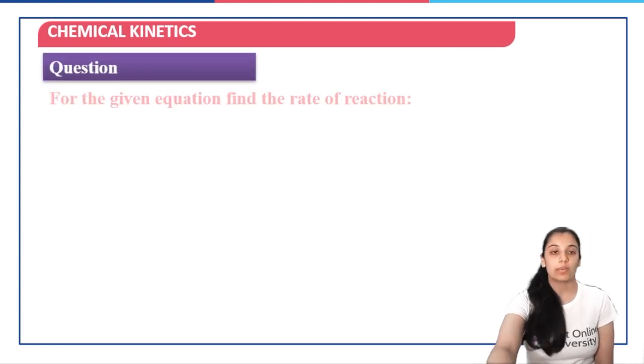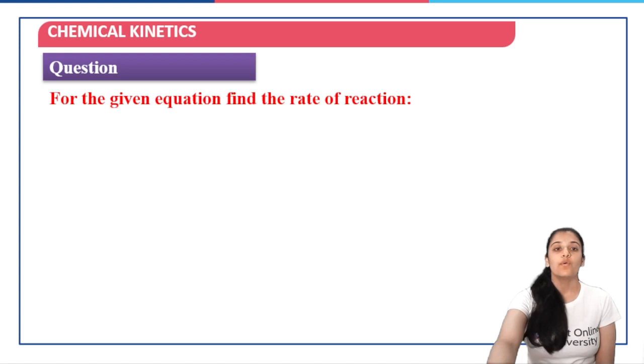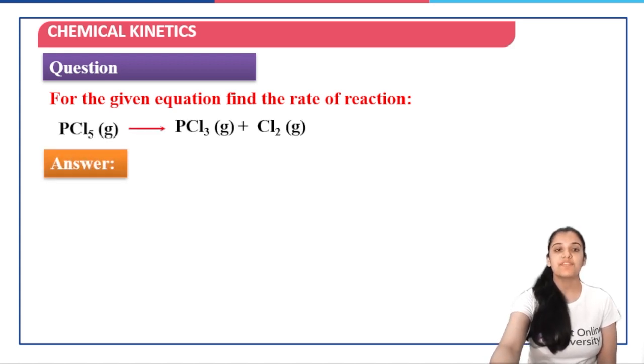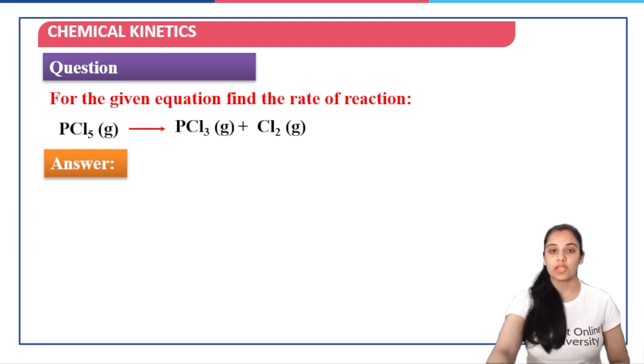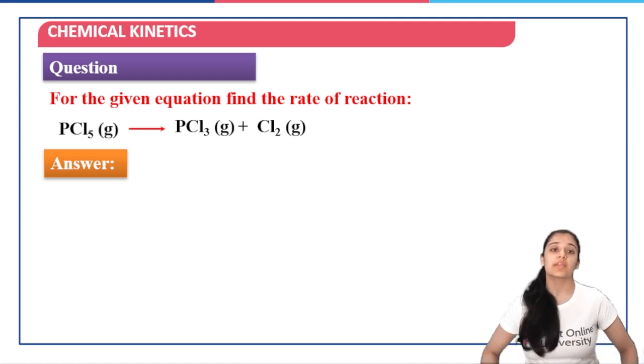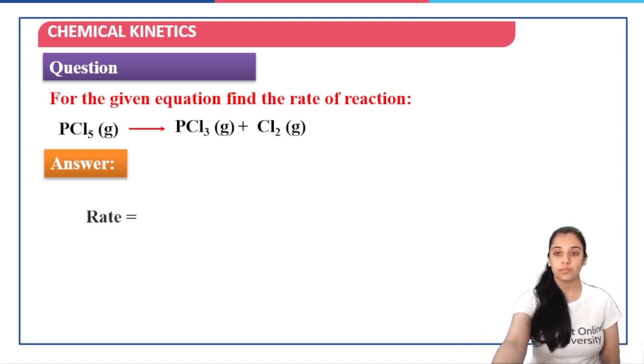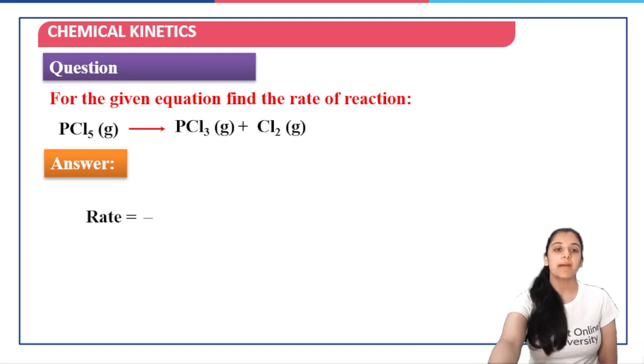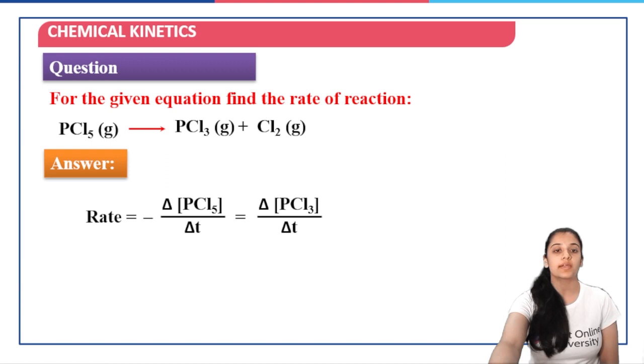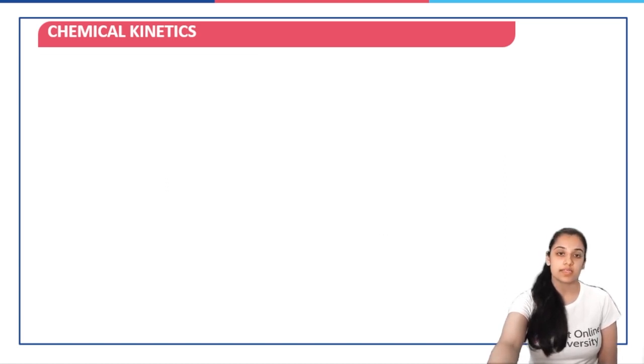So let us see a question based on this. For the given equation, you have to find out the rate of reaction: PCl5 giving PCl3 plus Cl2 gas. Quickly find out the rate equation only. There is no data provided, there is nothing that you have to calculate. You just have to put in the rate equation here. So the rate will be minus delta PCl5 upon delta T equal to plus delta PCl3 upon delta T equal to plus delta Cl2 upon delta T.